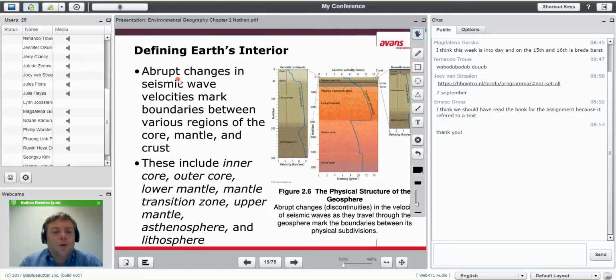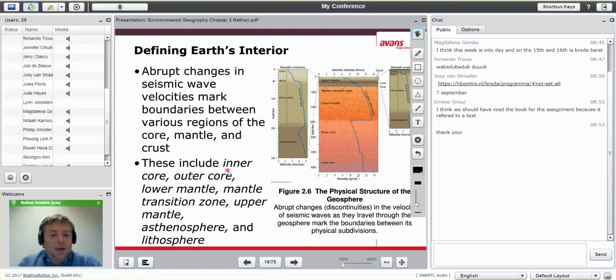So we know about these different boundaries because of seismic waves and the velocity that they travel through different regions of the core, mantle, and crust. So we have the three: core, mantle, crust. The core has an inner and an outer, but the mantle and the crust are actually also divided.